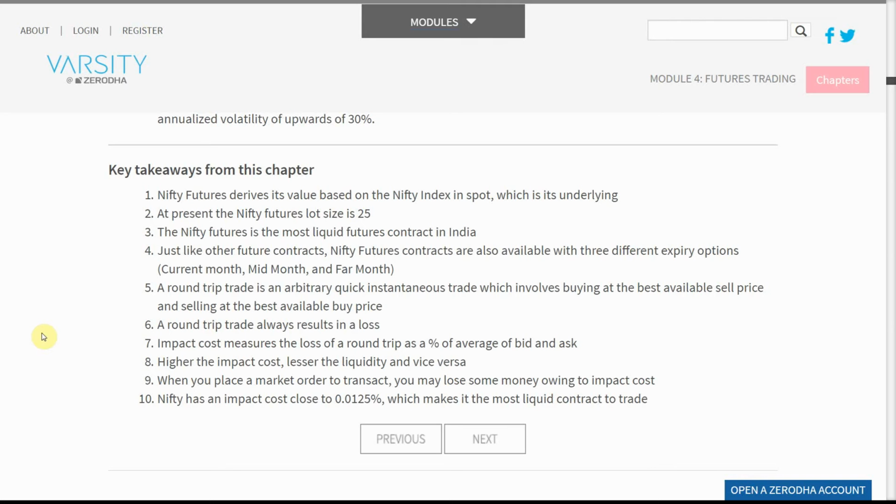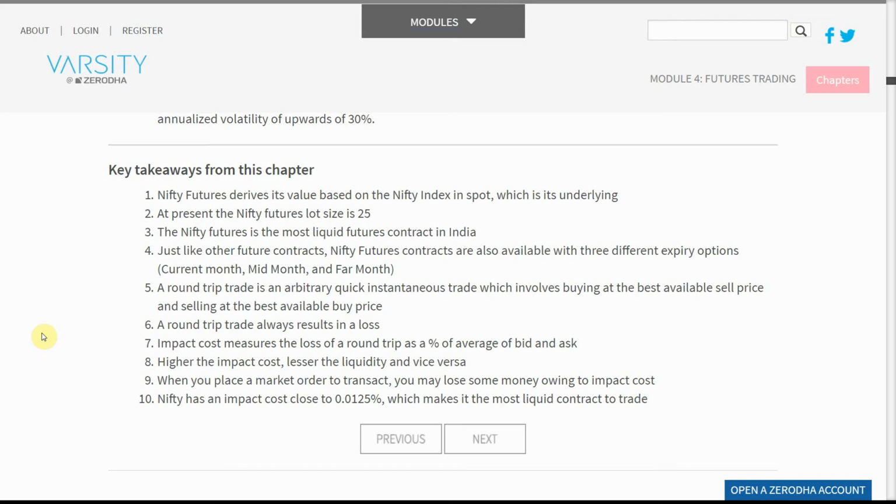Key takeaways from this chapter. Nifty futures derives its value based on the Nifty index in spot, which is its underlying. At present, the Nifty futures lot size is 25. The Nifty futures is the most liquid futures contract in India. Just like other futures contracts, Nifty futures contracts are also available with 3 different expiry options: current month, mid-month, and far month. A round-trip trade is an arbitrary, quick, instantaneous trade which involves buying at the best available sell price and selling at the best available buy price.